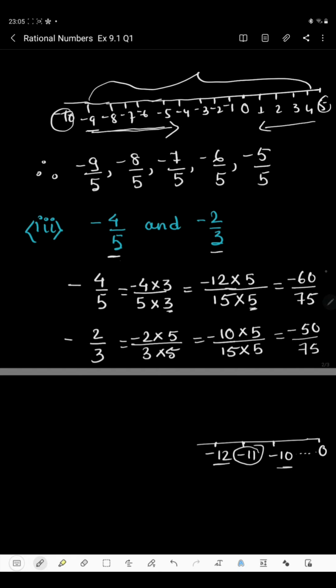Now if you check, in between 60 and 50, we have got 9 rational numbers in between, because we cannot take 60 and we cannot take 50 here. So we will get rational numbers in between: 51, 52, 53, 54, 55, 56, 57, 58, 59. So we will have 9 rational numbers in between, right? So here you can start from 51.